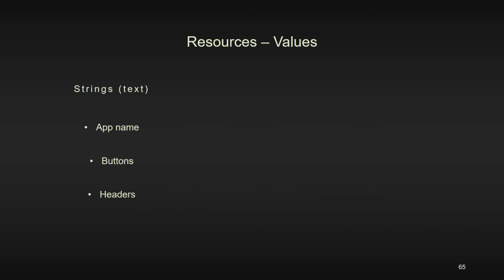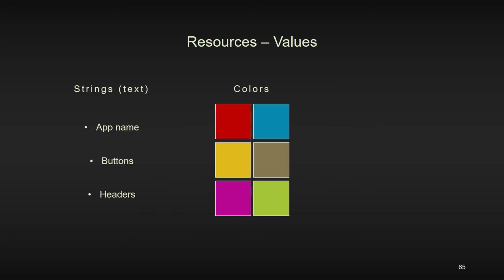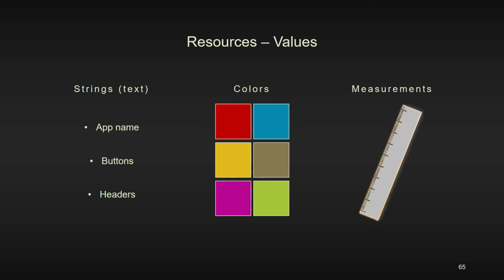And you can do that with strings, texts. You can do it with colors. And you can do it with measurements. So if you want to have a certain text size, you can reference that as well. So you just change it once, and it'll change in your entire app.